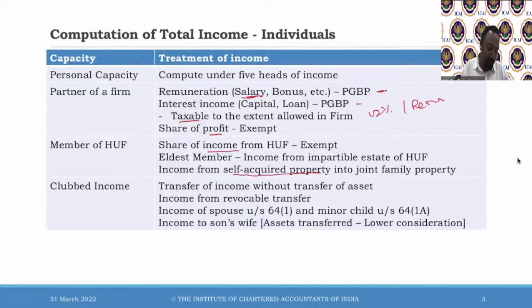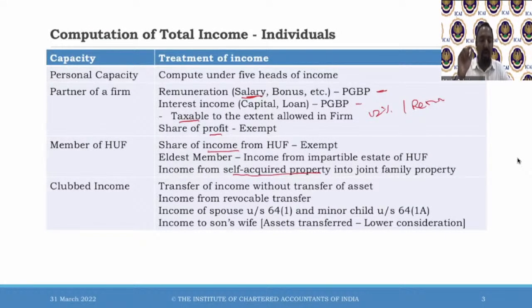And any other clubbing, that is transfer of income without transfer of asset. We saw the revocable transfer, son's wife, daughter-in-law, and minor's income. All this will be considered in the hands of the person to whom it needs to be clubbed. We have discussed each of these independently here and there. Whatever it is, we will be seeing it while working out the problems, in the answers. So this is a summary of how you treat the income of a particular individual.